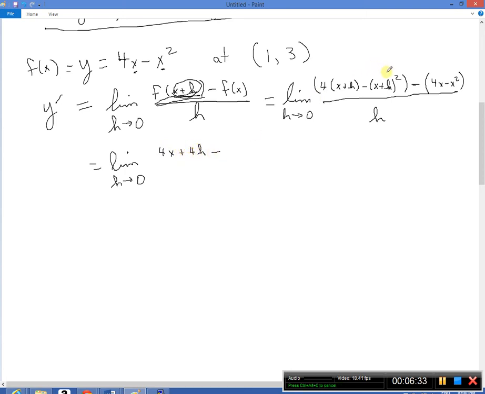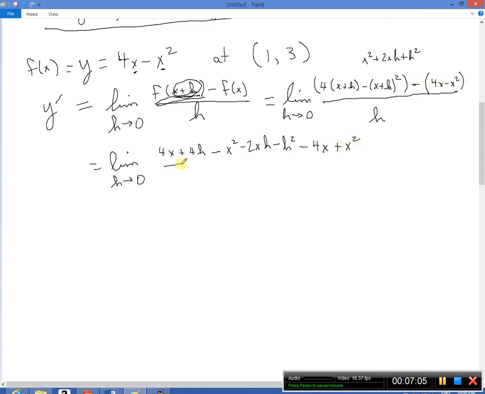minus, now this thing, x plus h quantity squared, you should recognize that as x squared plus 2xh plus h squared. It's a perfect square. But you're subtracting it, so it's going to be minus all of those guys. So it's minus x squared minus 2xh minus h squared. And then we're subtracting that mess. So we get a minus 4x minus x squared makes it plus x squared.